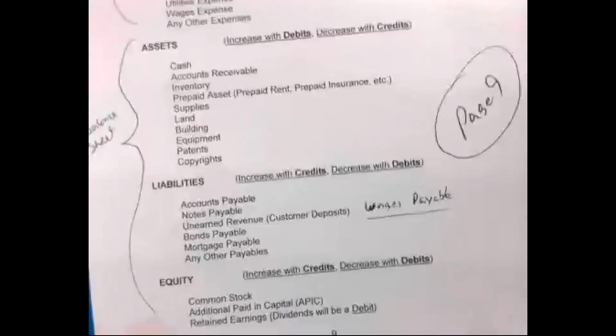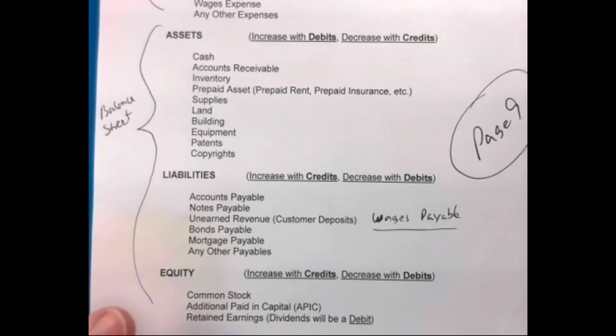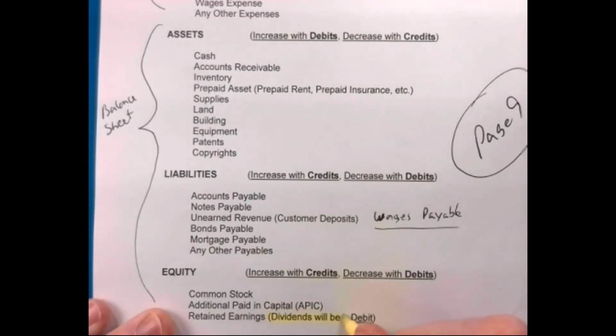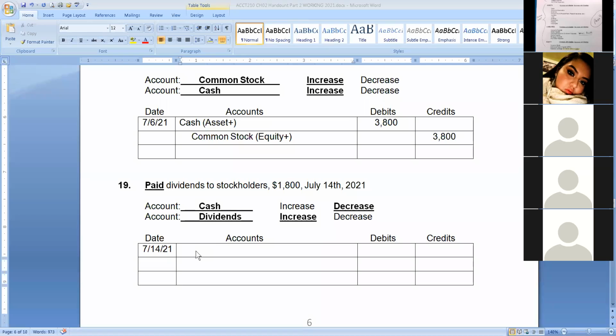oh, see, wait, I do have it. Retained earnings down here, dividends will be a debit. See, I'm not stupid, except that I can't read my own handout. But yeah, so retained earnings, you notice that they'll decrease with debits, and dividends they consider increasing with a debit. And then eventually these dividends will come out of the retained earnings. Which is, long story short, let's put it in the dividends account. So dividends.